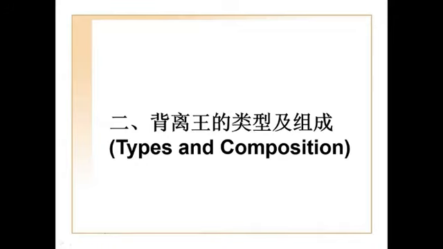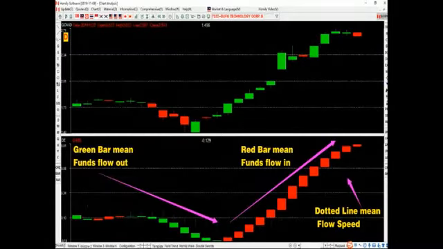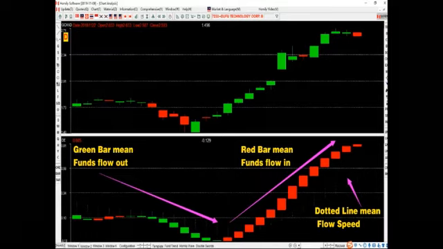Okay, the second part is the types and the composition. We also see a picture first. Can you see this green bar and the red bar? This is the composition of the deviation expert. The Deviation Expert is composed of the green bar and the red bar and some dotted lines here. Can you see this? Some dotted lines, some imaginary lines, some very small lines, and I will introduce them later. Now we need to know more about the green and red bars here. Can you see this example?